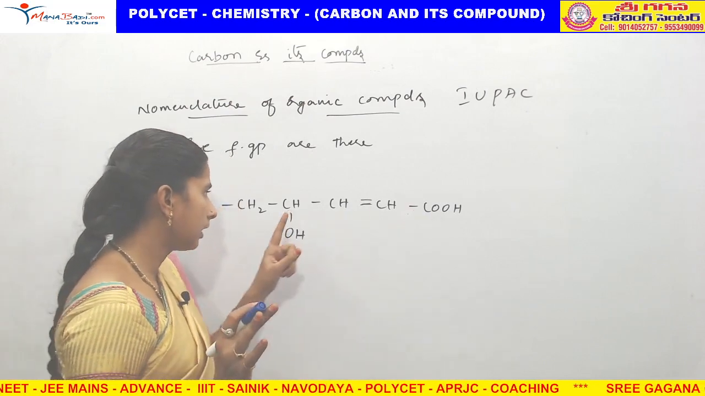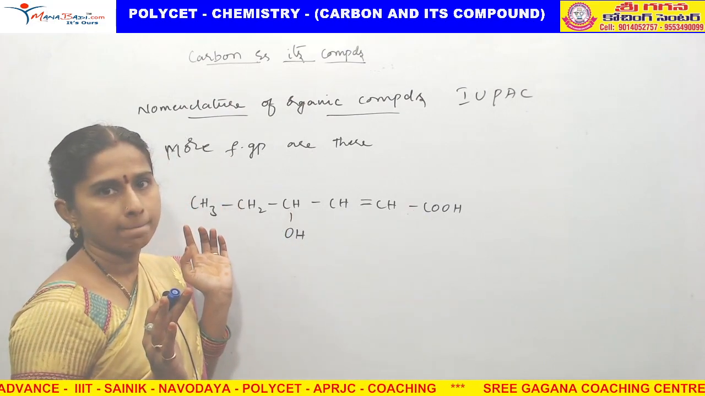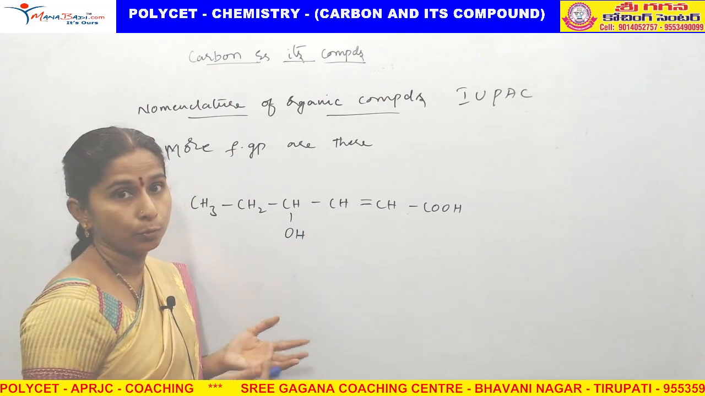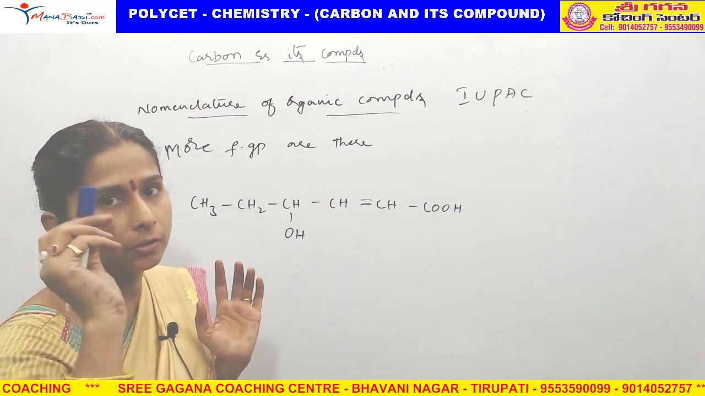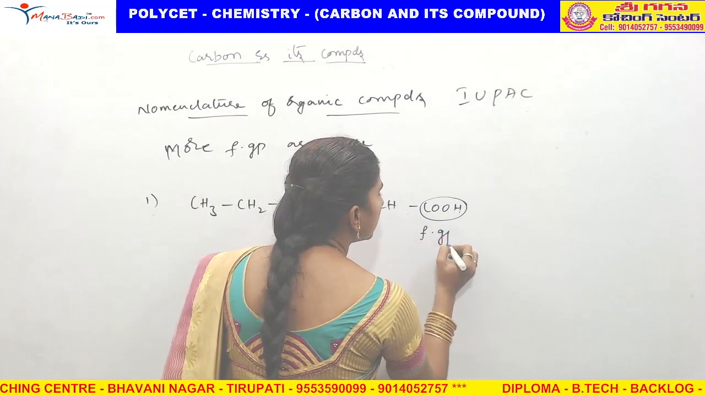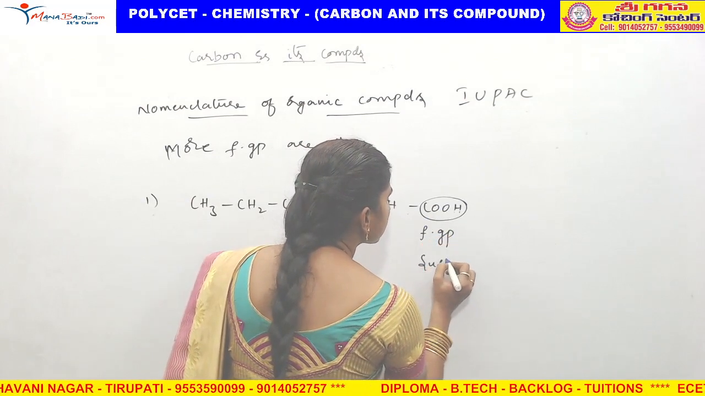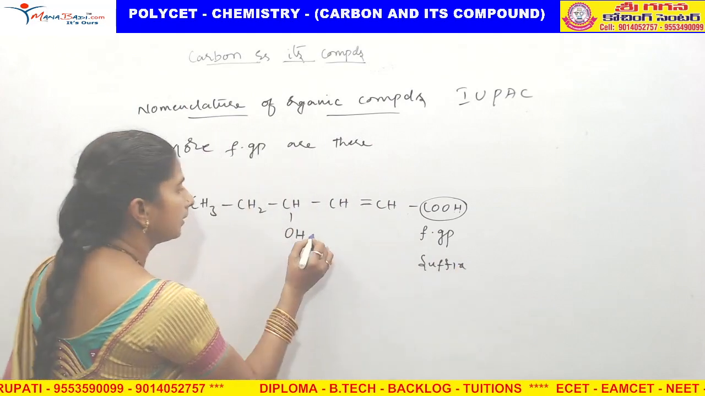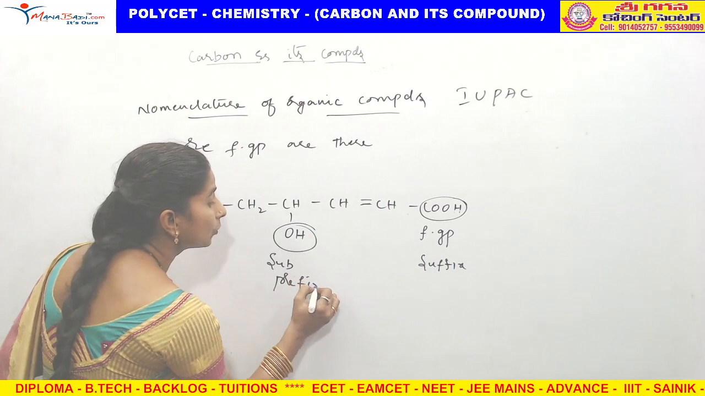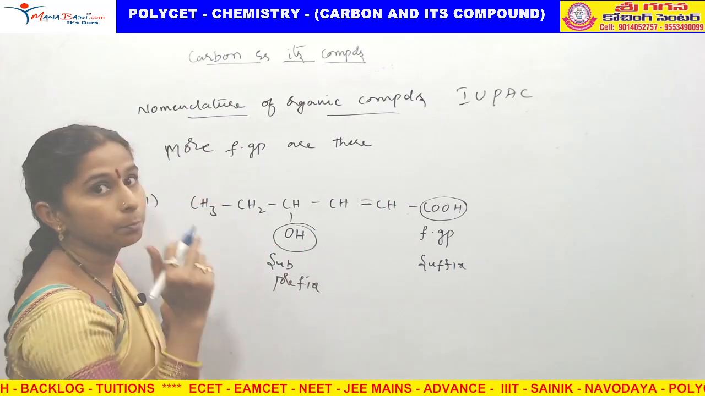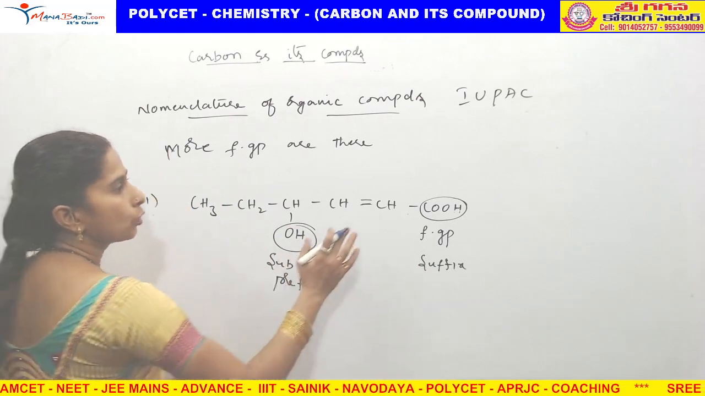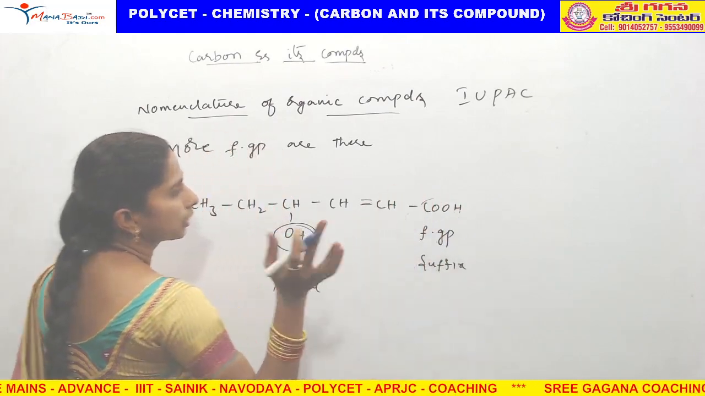But carboxylic acid and OH, in these two, which we need to take as the functional group, which is more preferable? I gave the preferential order. So this one is taken as the functional group, meaning we write it as a suffix, and this one you need to take as a substituent, like a prefix. For this functional group I gave the prefix also. If you observe, hydroxy will be there.